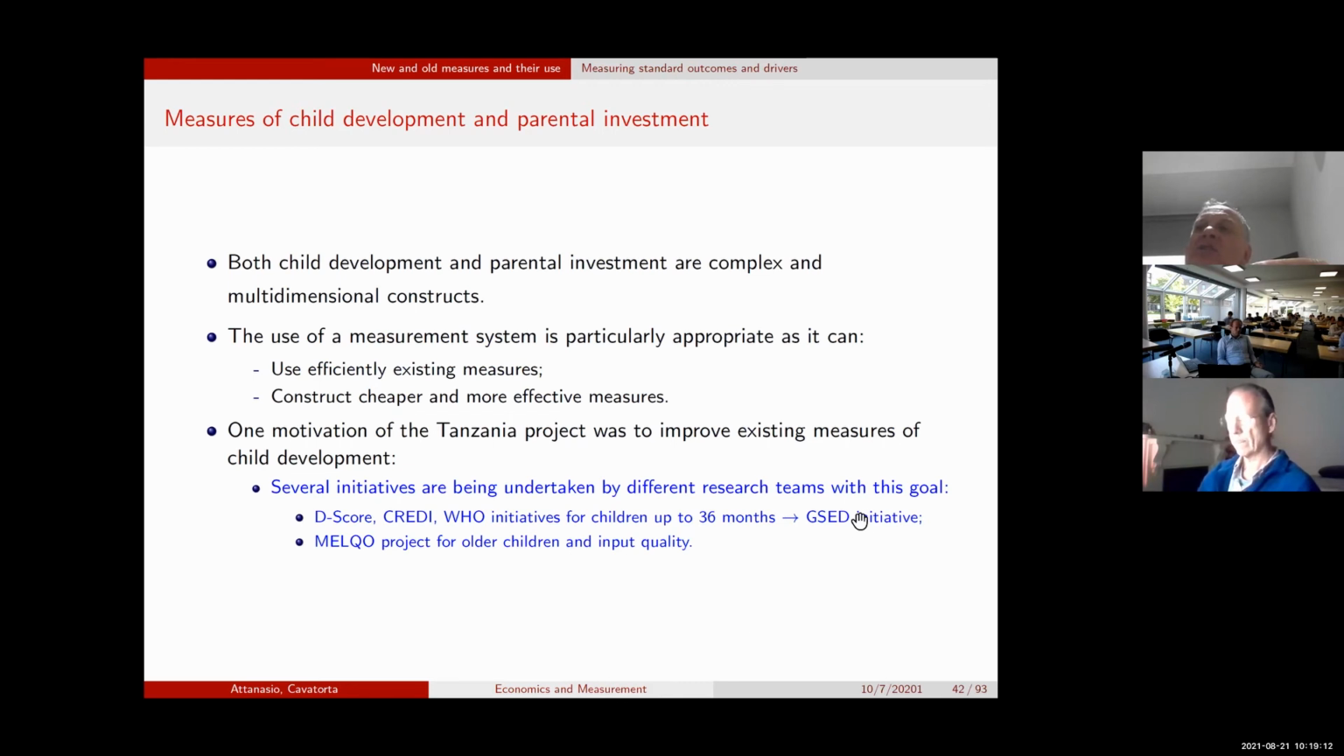So there is this GSET initiative, which is funded by the Gates Foundation. They put together 3 different initiatives. One is called DSE, one is called CREDI, one is sponsored by the WHO, to construct measures of child development after 36 months.